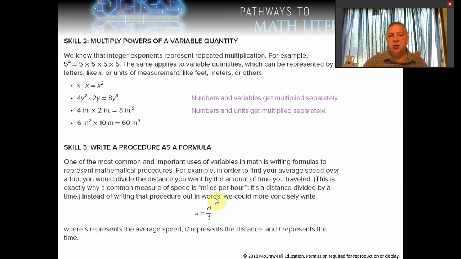Instead of writing that procedure out in words, I could give you the formula for it, and it says the speed s is equal to, calculated by, taking the distance, whatever distance you've traveled, and dividing it by the time it took you to travel that distance.